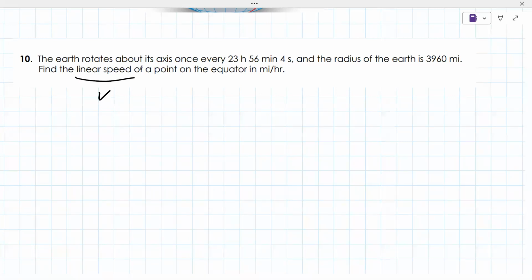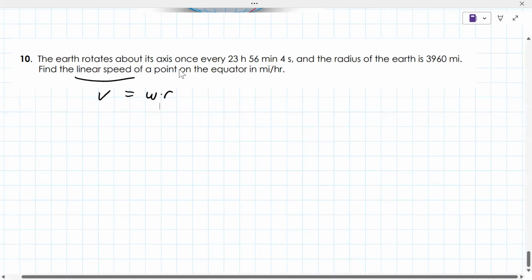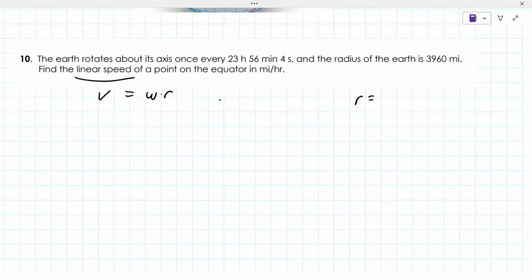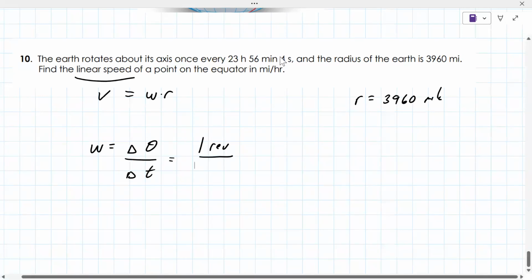Linear speed, so that's V. To find V, you need W and R. Do we know W or R in this problem? We know R is 3,960 miles. We don't know W. W is the change in theta over the change in T. So it's basically one revolution. How long does one revolution of the Earth take? 23 hours, 56 minutes, and 4 seconds.